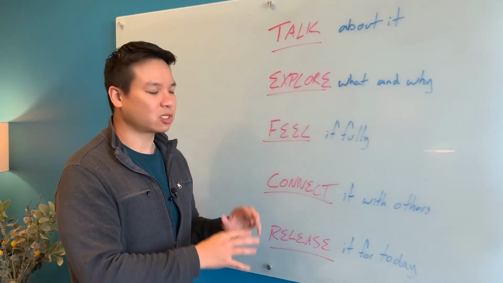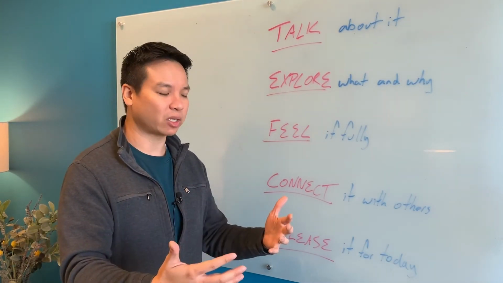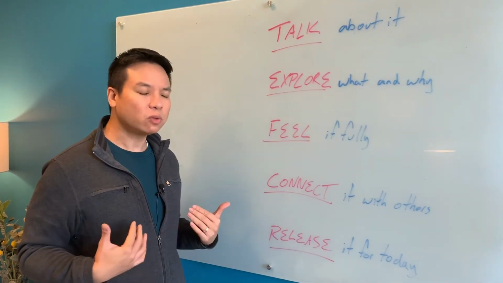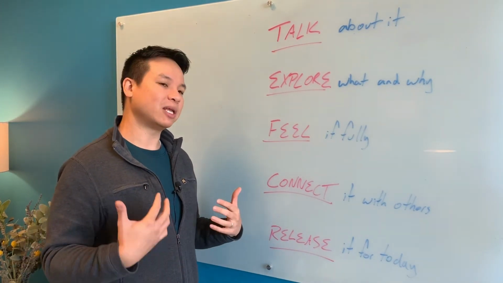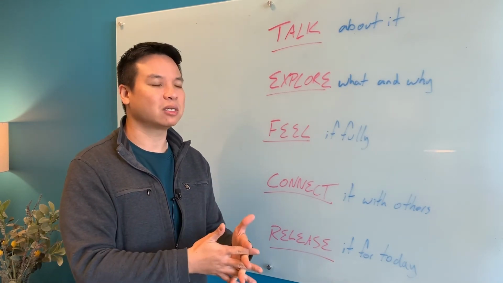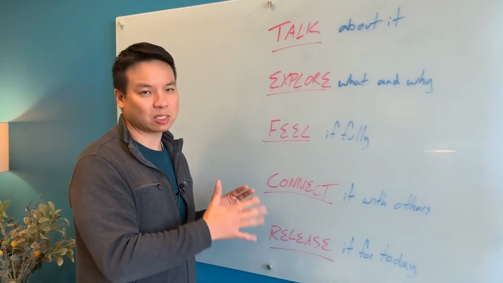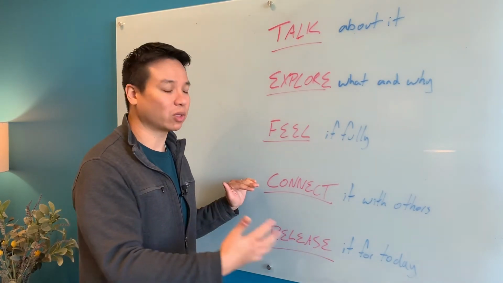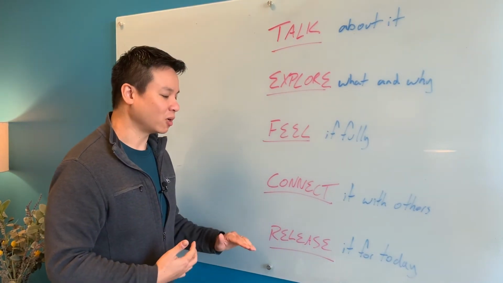The relational processing tool means that we're actually connecting empathetically with others. That means we're allowing ourselves to be vulnerable, to be known, but then to also allow people to really move into and to be with us in present, empathetic ways in that space. And so we want to make sure we're able to connect with others in that way. And then the last part is to release it for today.